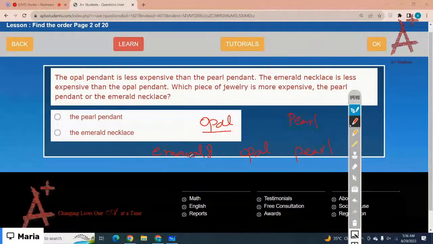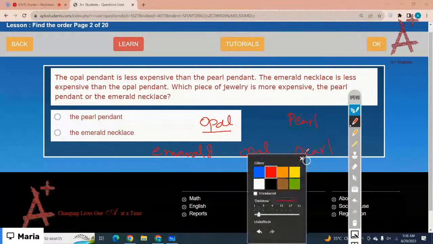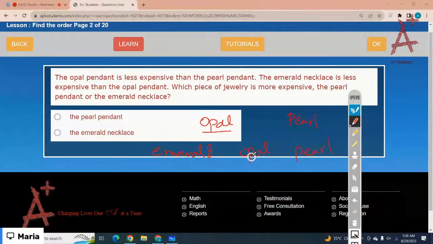Pearl is the expensive one. Opal is less expensive than pearl, and emerald is less expensive than opal. Which piece of jewelry is more expensive, the pearl pendant or the emerald pendant? Which is the expensive one? The more expensive is pearl, right? So the correct option is the pearl one.